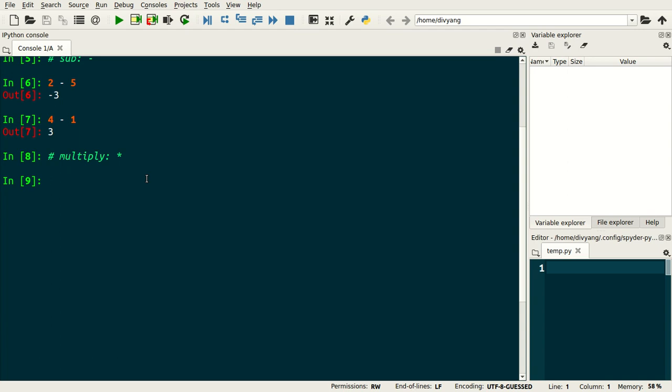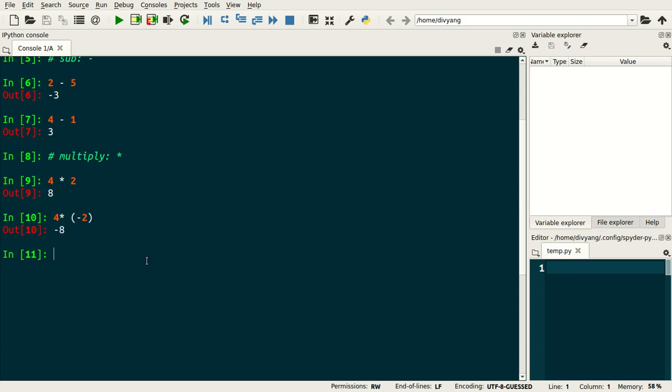Now to multiply two numbers, you can use this star symbol. For example, 4 multiplied by 2 will give you 8. And if you want to try some negative number, let us say minus 2, that will also work, which is minus 8. 4 multiplied by minus 2 is minus 8.